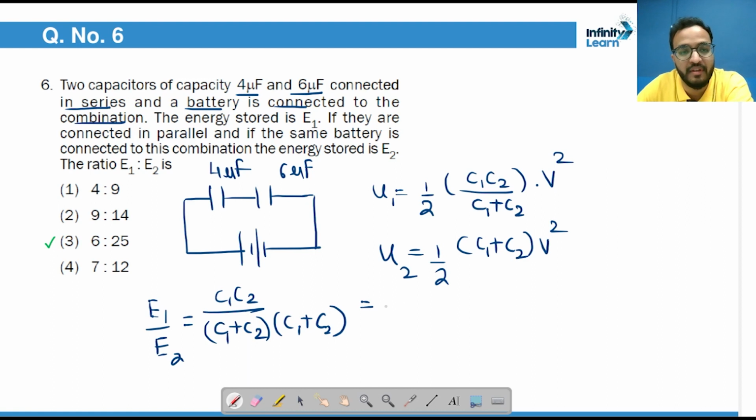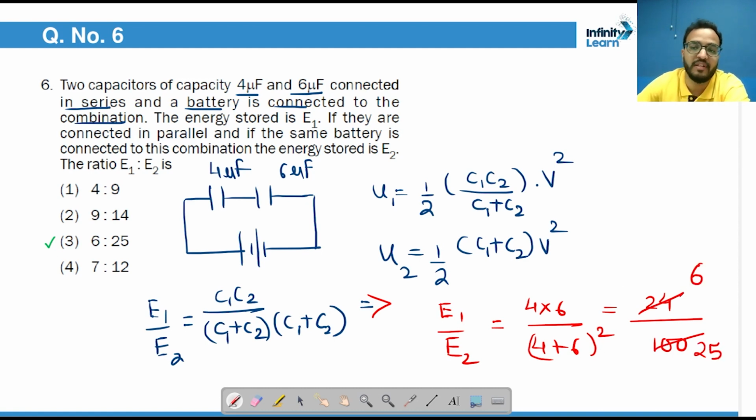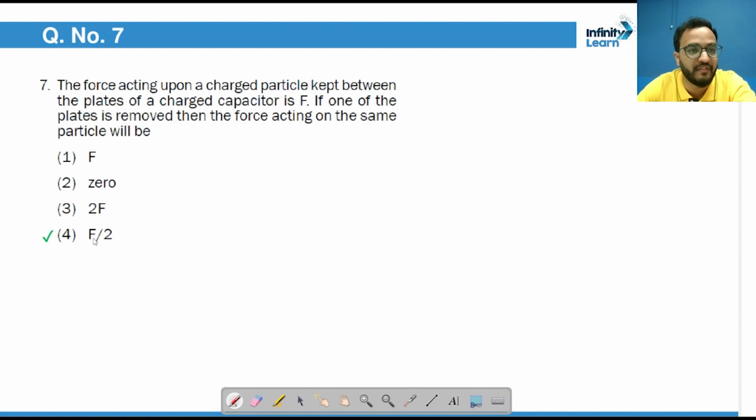Got it? So it will be how much? E1 by E2 is equal to C1 C2, which is 4 into 6, upon 4 plus 6 whole square. Got it? So you can get the answer from here, right? Now solve it, get your answer. 4 into 6 is 24, and 10 square is 100, so 6 upon 25. So E1 to E2 is 6 to 25.